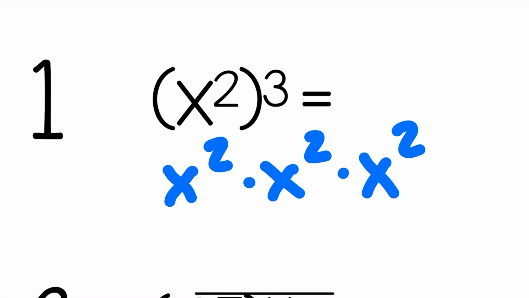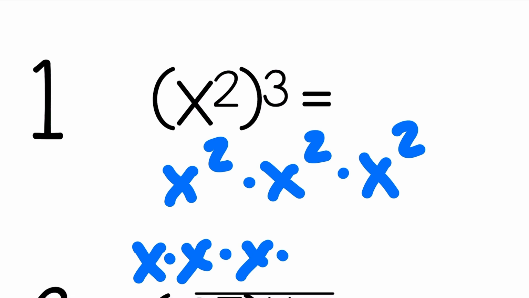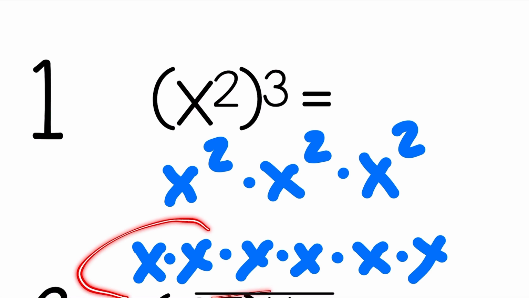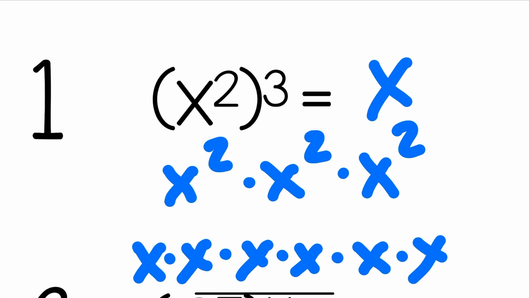Well, we could expand this even further, because we've got x squared, so we could turn that into x times x. And then this is the same thing: x times x, and then again, x times x. Now this has expanded as far as we can. So how many x's do we have? We've got 1, 2, 3, 4, 5, 6. So our answer should be x to the sixth power.